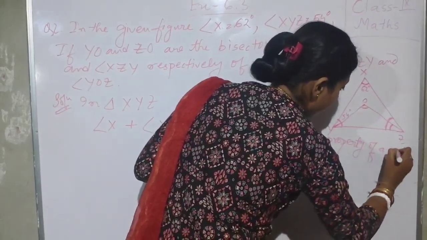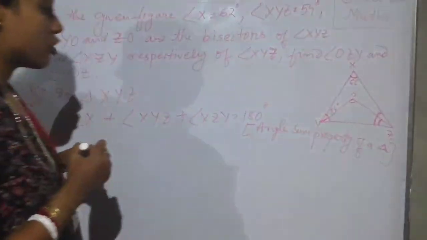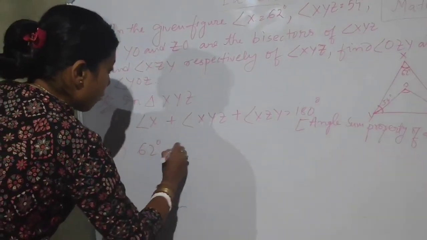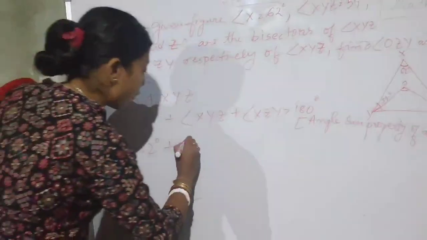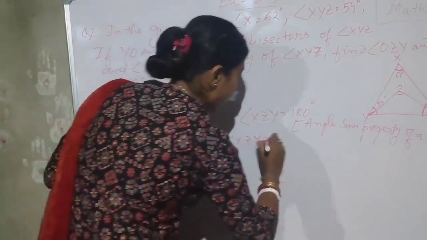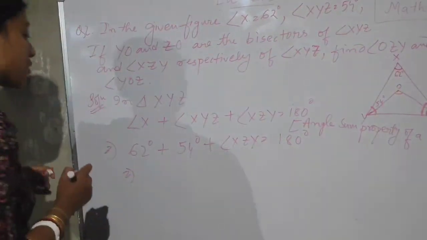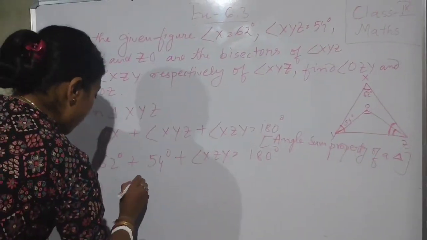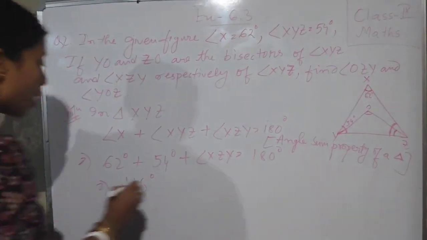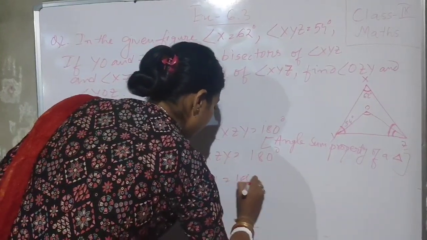Property of a triangle. You can give the symbol also. As we know, this is the symbol of a triangle. So angle X is equal to 62 degrees, plus angle XYZ is 54 degrees, plus angle XZY, which we have to find out, equal to 180 degrees. So 62 degrees plus 54 degrees is 116 degrees, plus angle XZY equals 180 degrees.